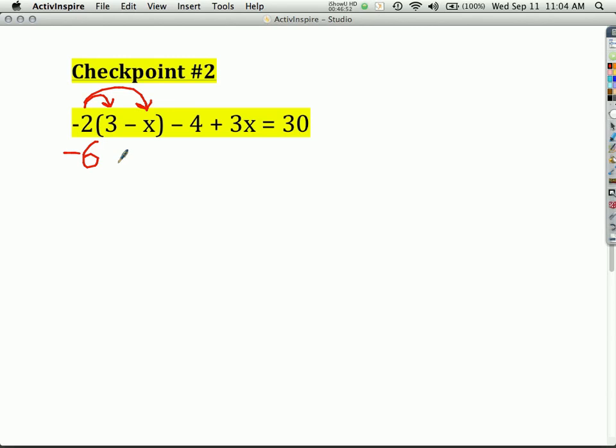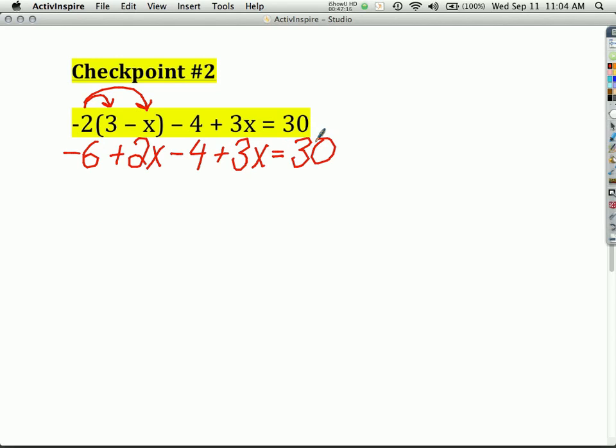Shelby? It was -2 and -x. Plus 2x. -2 times -x is positive 2x. And then you have -4 plus 3x equals 30.